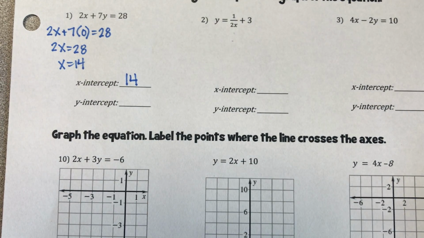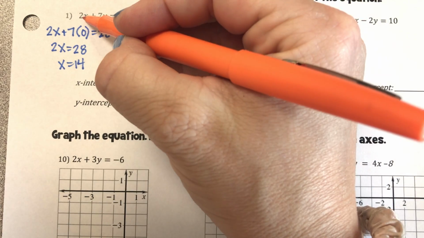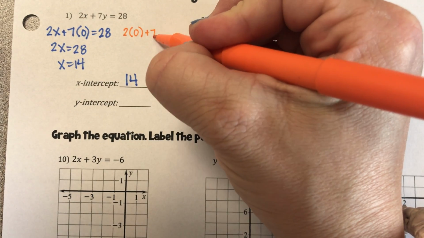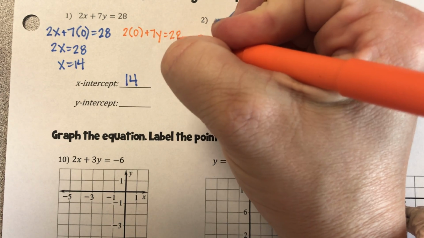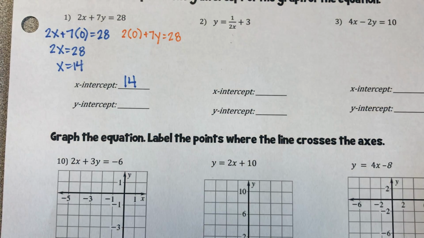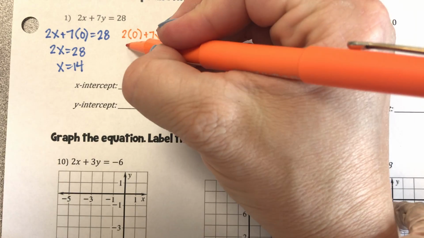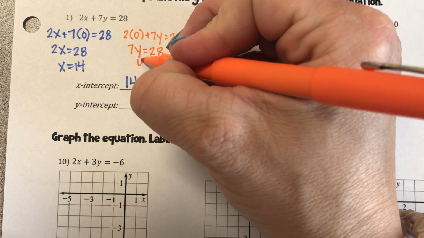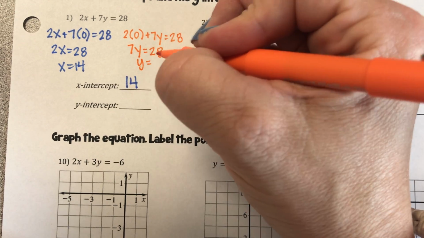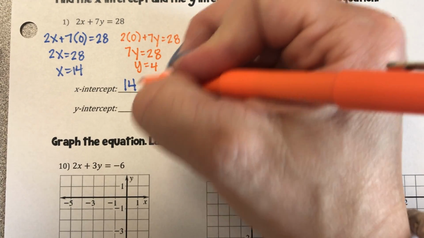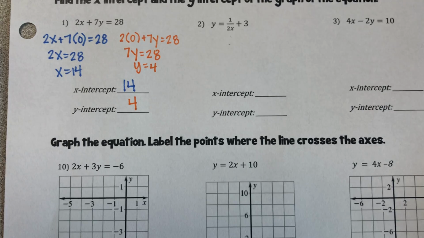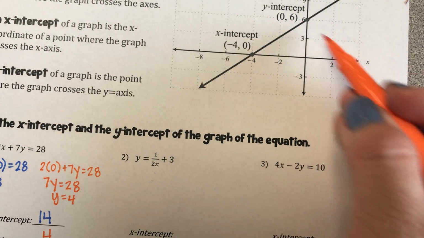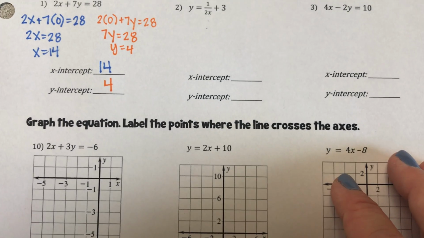So now when I find my y-intercept, the x is 0. So 2 times 0 is 0, plus 7y is 28. Well, 2 times 0 is 0, so I just end up with 7y is 28. So y would be 28 divided by 7, which is 4. If we were to graph it, we would come all the way over to 14 and up to 4, and we would connect those 2 points.